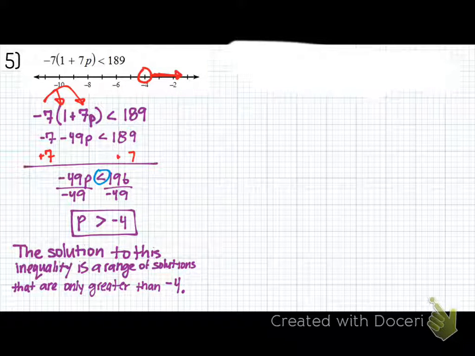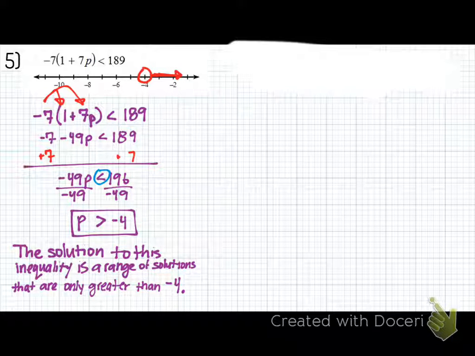Okay, so here you go. The answer is P is greater than -4. Okay, a lot of people got that right. So P is greater than -4, and we know that the solution of this inequality is a range of solutions. We already said that they are only greater than -4. Is -4 a solution then? Can it be a solution?